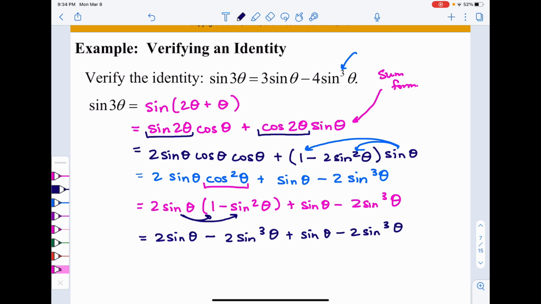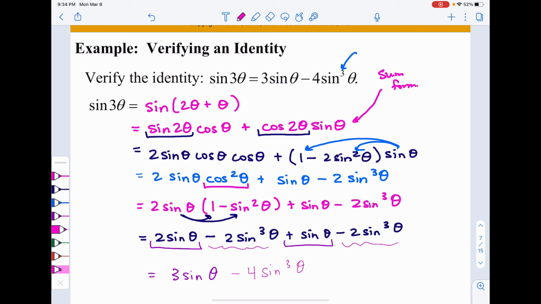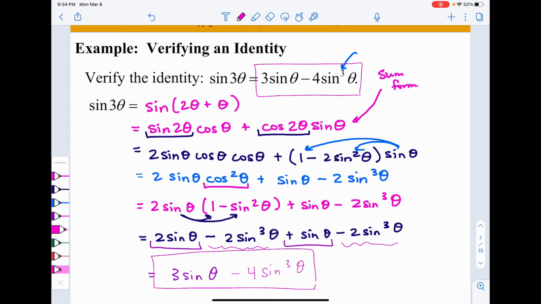Let's look for some like terms now. We have 2 sine of theta and we have a plus sine of theta. So altogether we have 3 sine of theta. And then I have a minus 2 sine cubed of theta, and I have a minus 2 sine cubed of theta, which means I have a minus 4 sine cubed of theta. And that looks exactly like what I was trying to get, doesn't it? 3 sine of theta minus 4 sine cubed of theta.